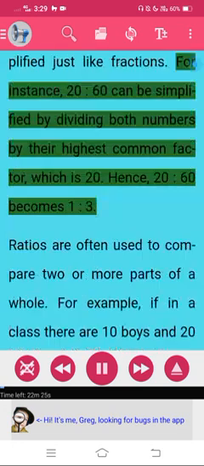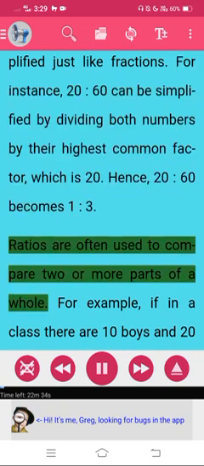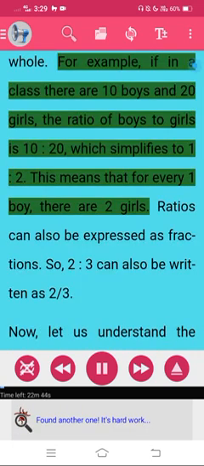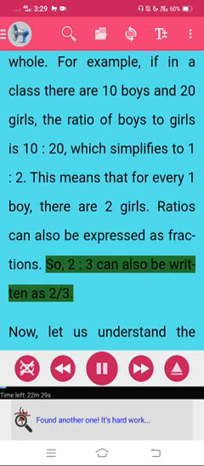Ratios can be simplified just like fractions. For instance, 20:60 can be simplified by dividing both numbers by their highest common factor, which is 20. Hence, 20:60 becomes 1:3. Ratios are often used to compare two or more parts of a whole. For example, if in a class there are 10 boys and 20 girls, the ratio of boys to girls is 10:20, which simplifies to 1:2. This means that for every 1 boy, there are 2 girls. Ratios can also be expressed as fractions. So, 2:3 can also be written as 2/3.